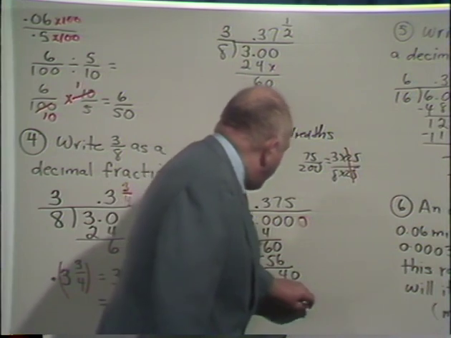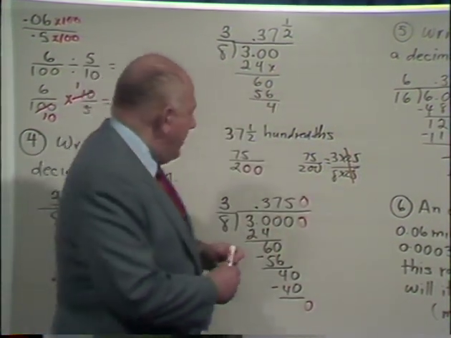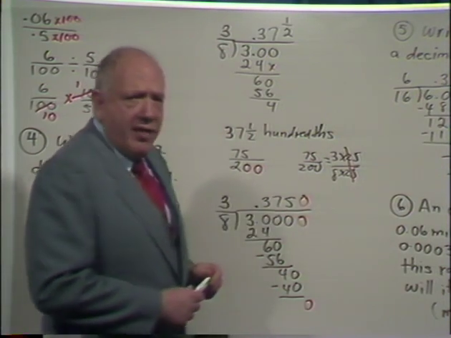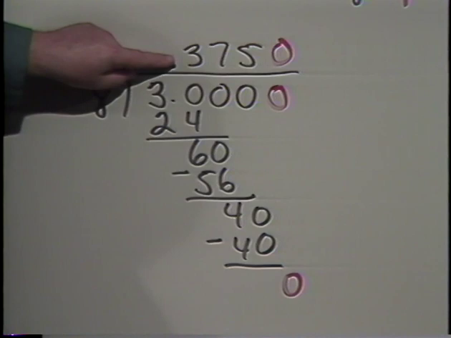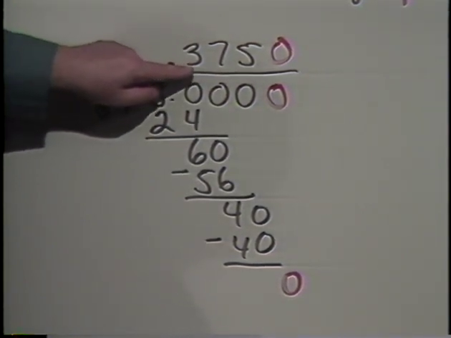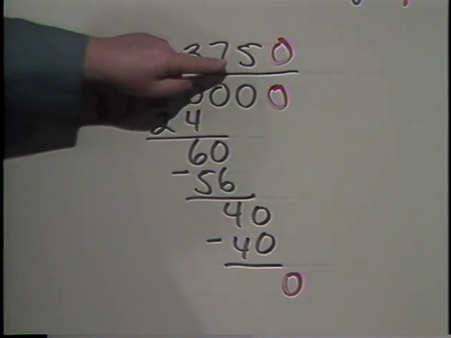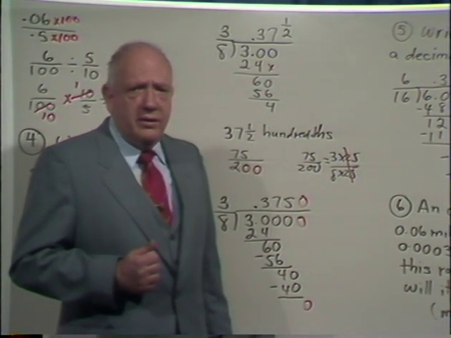I could say, hey, I'm going to bring down another 0. 8 goes into 0 0 times. Remember, every time I bring something down, something else has to come up here. And what does that tell me? How would you read this number? This is 3,750. What denomination? Tenths, hundredths, thousandths, ten-thousandths. And you can keep on going this way.